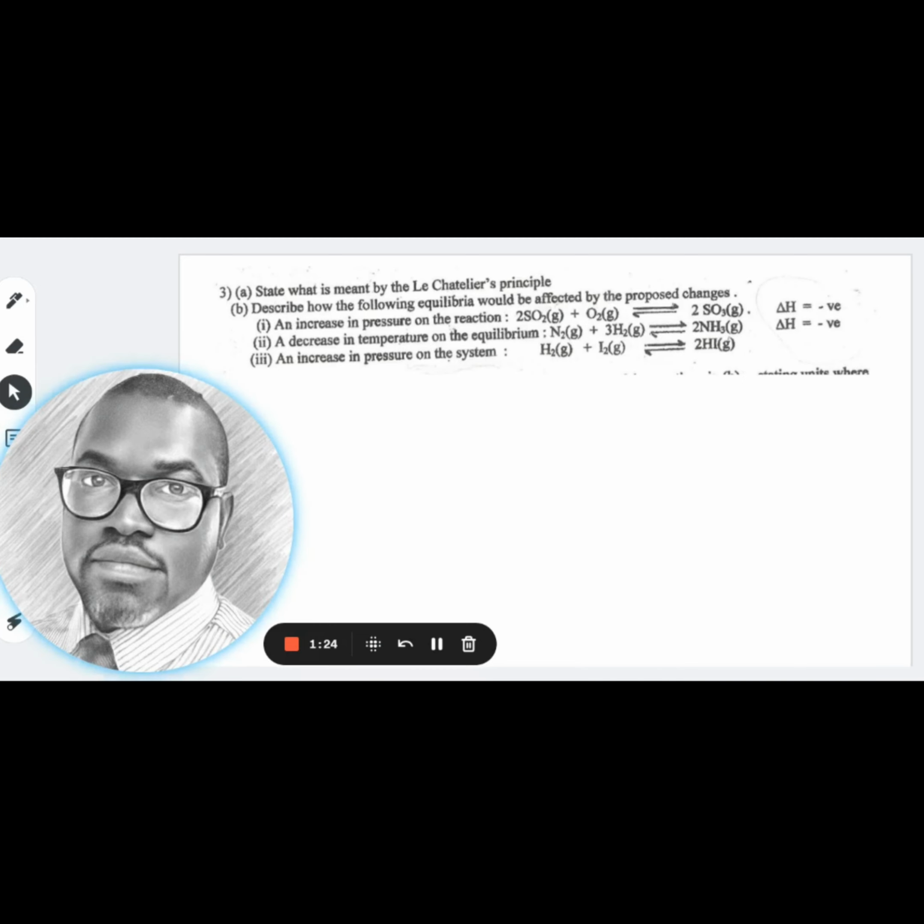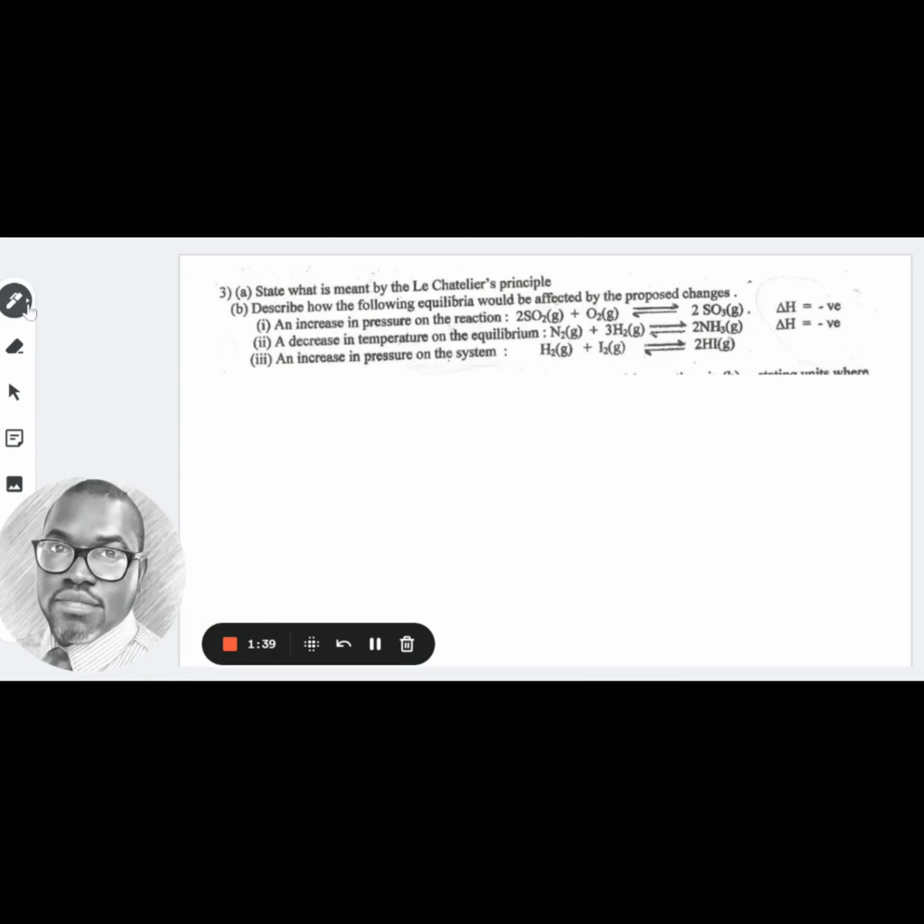The first one, you have an increase in pressure. So you have increased the pressure on the reaction, right? Look at it now. What we have here, and let me just highlight these things, is 2 moles right there and 1 right there. So that's 3 moles, and there are 2 moles of gas on the right. So clearly you have more moles of gas on the left hand side of the equation.